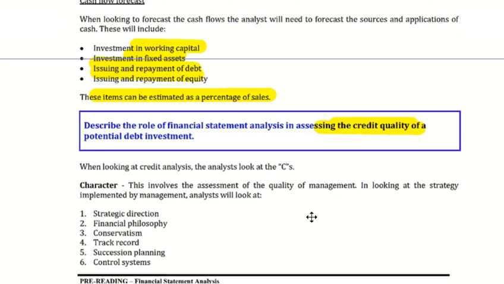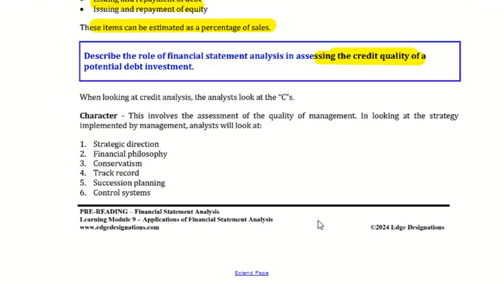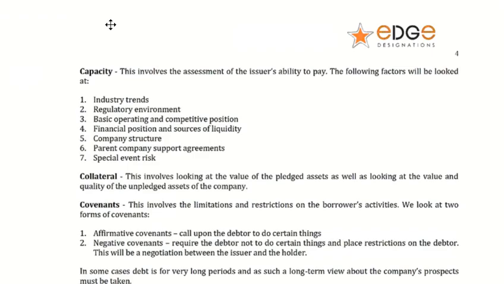We always call these the different C's. A credit analyst will look at the 4 different C's. What are those? Character. In other words, we look at the quality of management. They'll look at strategic direction, financial philosophy, conservatism, the track record of management, succession planning, and control systems in place.